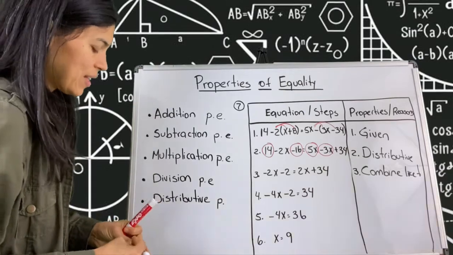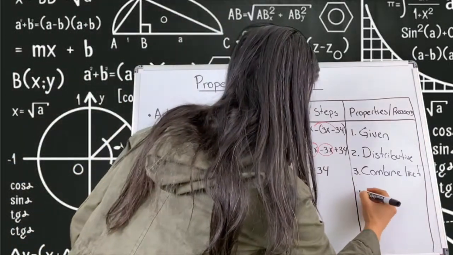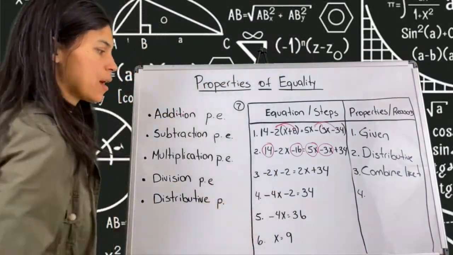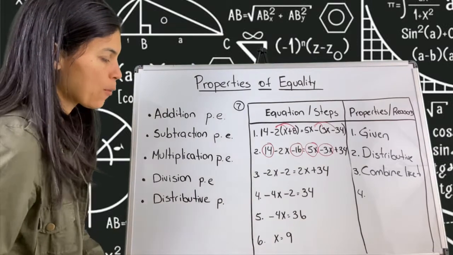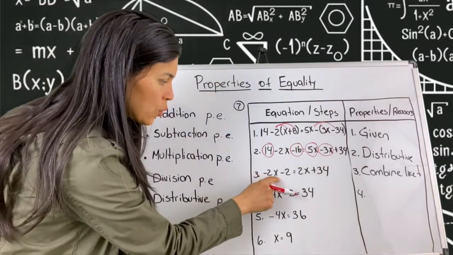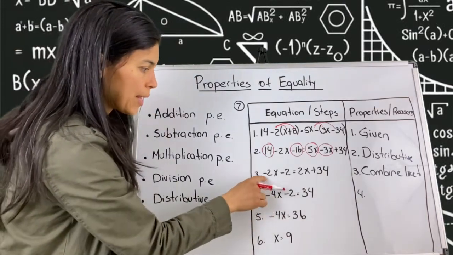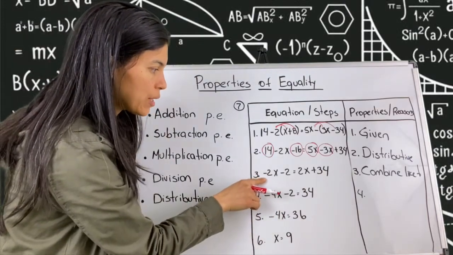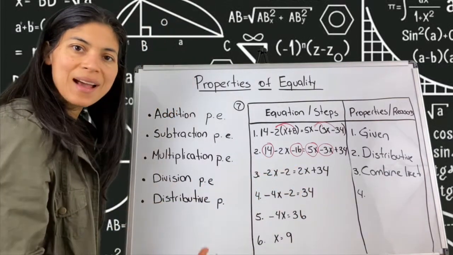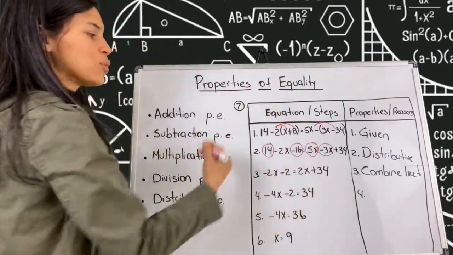Okay, step number 4. What happened here? How did it go from this to this? How did they make that jump? What property did they use? Okay, here is negative 2 x's, and now I have negative 4 x's. So they added another 2 negative. But I don't see x's after the equal sign. It means that they moved the variables.